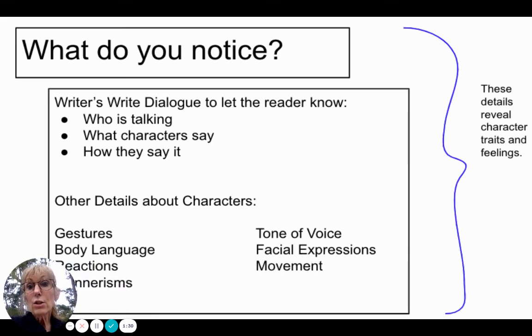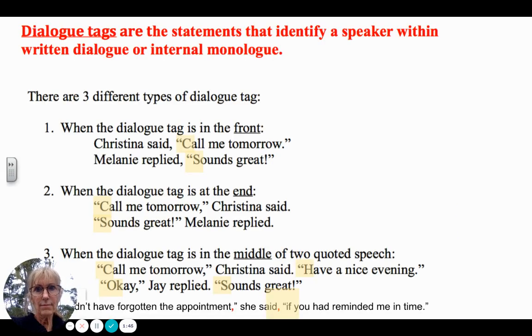Okay, so today we're going to look at dialogue. A writer writes dialogue to help readers know who's talking, what they're saying, how they say it. It reveals character traits and feelings, what a person's like. Dialogue has its own set of punctuation and formatting rules. And that's really what we're looking at. One of the big things we're looking at.